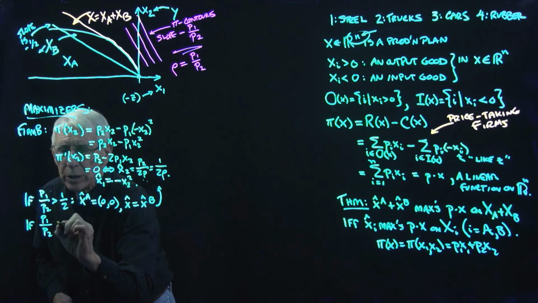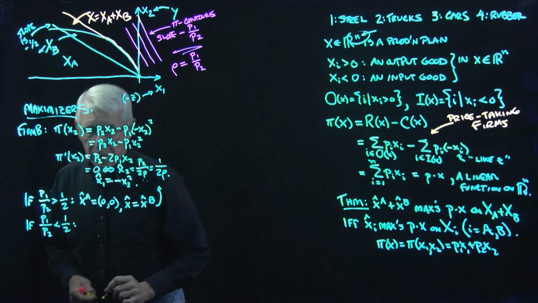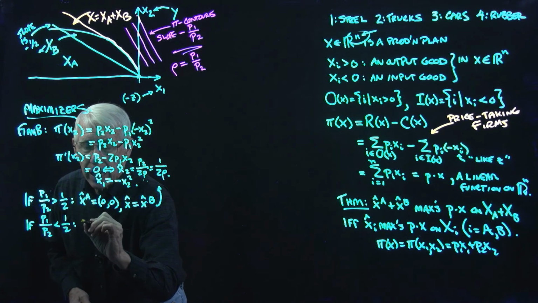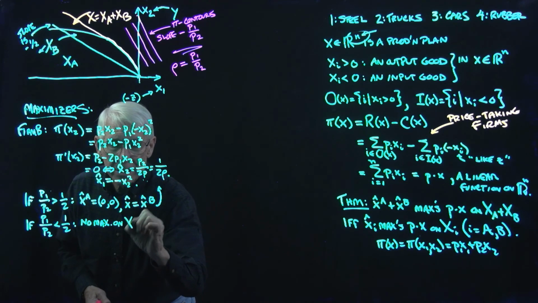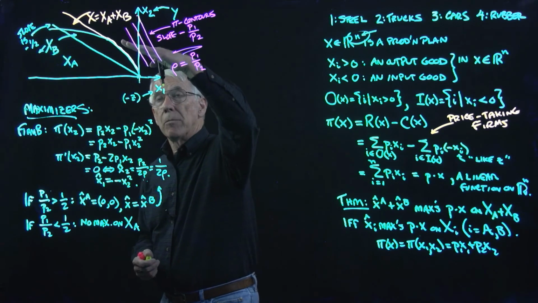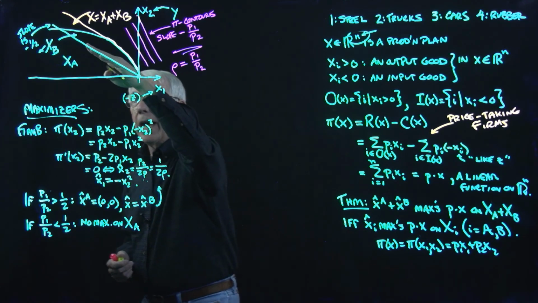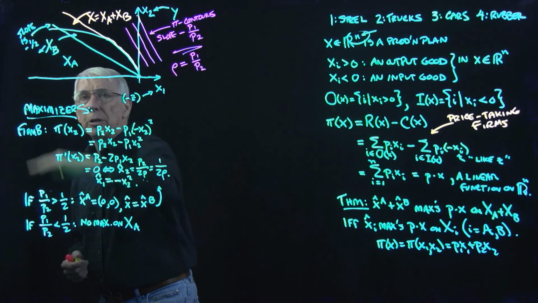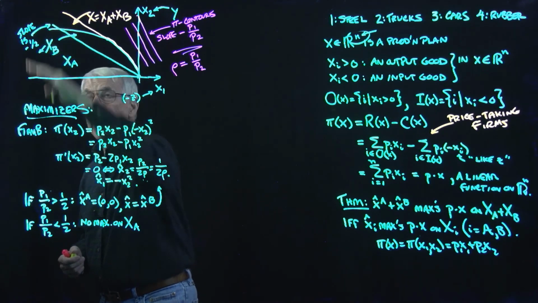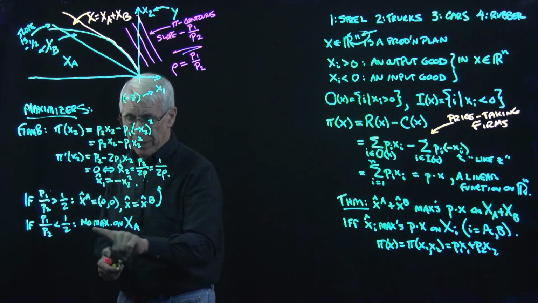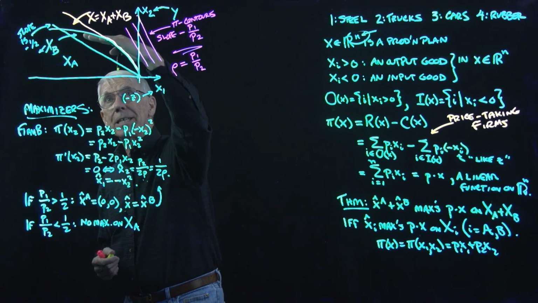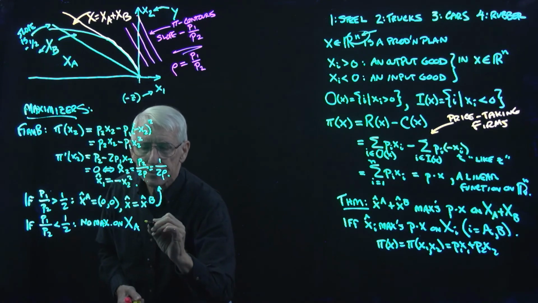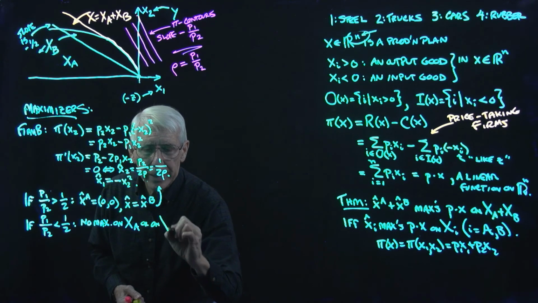If P1 over P2 is less than a half, then there's no maximizer on XA because the profit contours are flatter than this, and I can always increase the profit by going further and further out, and there isn't going to be an input-output vector that maximizes profit. So no maximizer on XA, but also no maximizer on the aggregate set for the same reason.